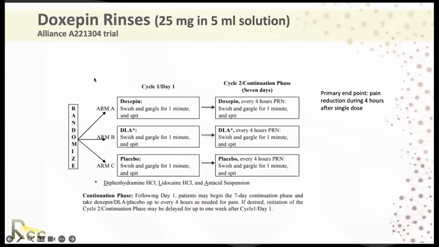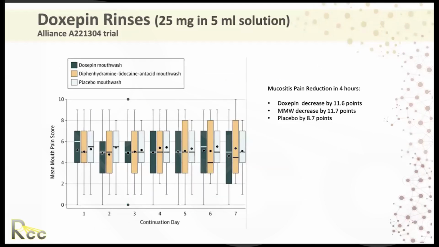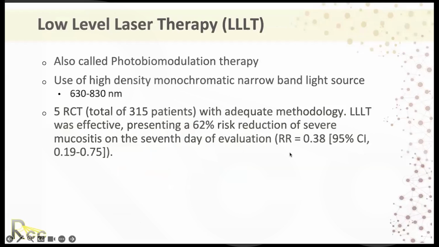For doxepin, this was a recent randomized trial where patients got doxepin or placebo, and it did show that doxepin decreased mucositis pain. And again, this is a short-term relief. It's mucositis pain reduction at 4 hours, and you can see that magic mouthwash is very effective. Doxepin is effective. They're both more effective than placebo. What I like about doxepin is that it's an adjunct to that magic mouthwash. You can use them both in patients and really help them to decrease that mucositis.